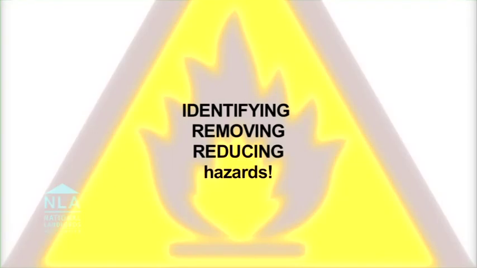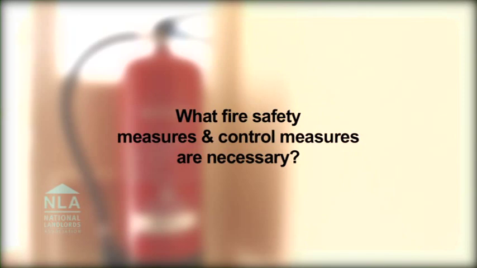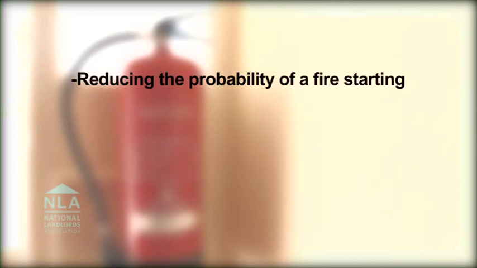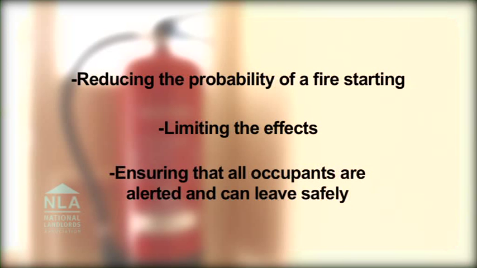This will encompass identifying fire hazards and people at risk. In other words, you'll need to determine what fire safety measures and control measures are necessary to ensure the safety of people in the building should a fire occur, by reducing the probability of a fire starting, limiting the effects should a fire occur, and ensuring that all occupants are alerted and can leave the premises safely in the event of a fire.